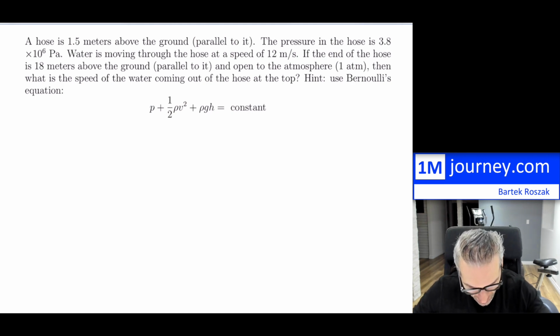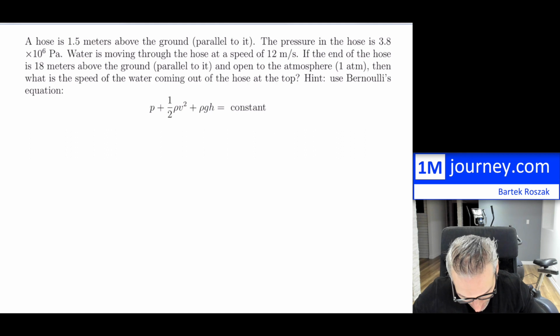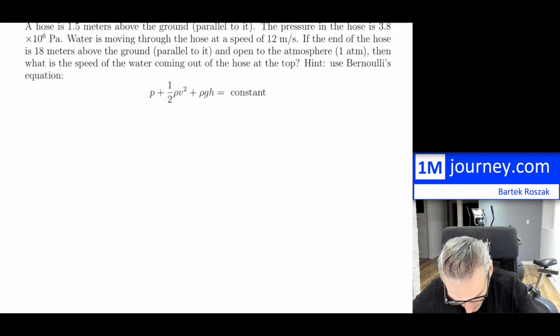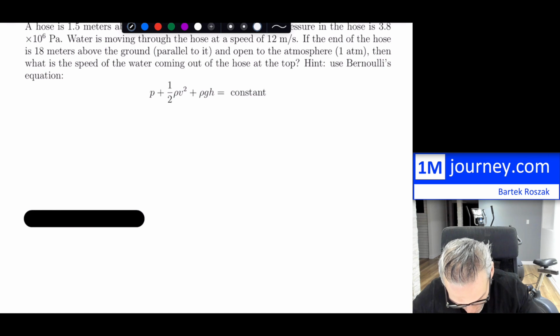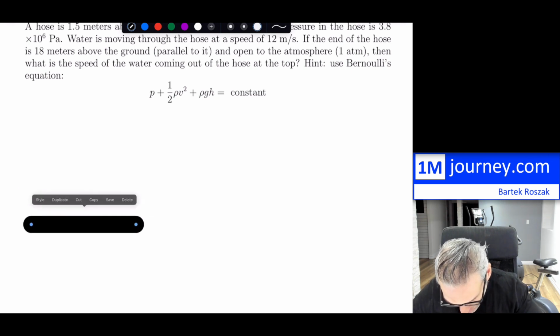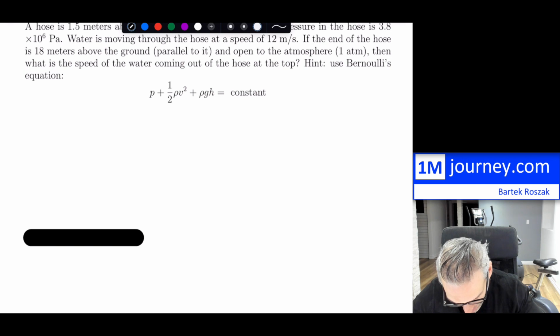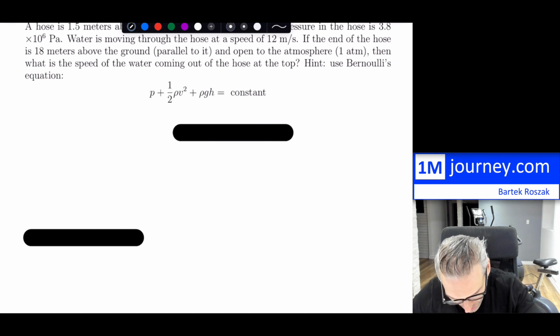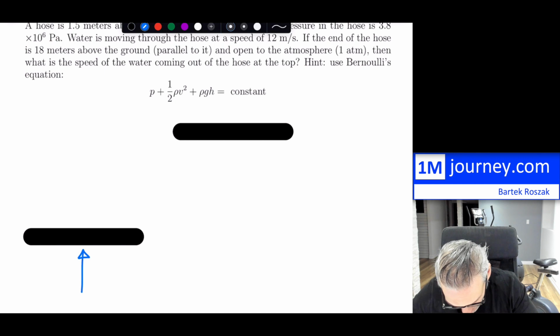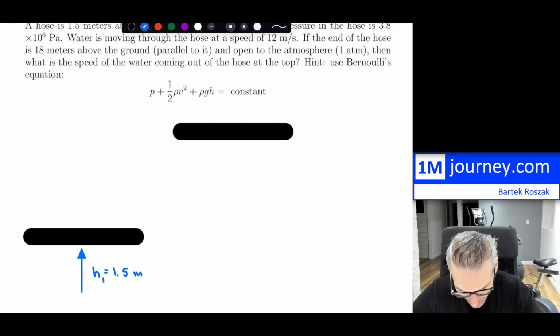All right, so let's try to break this down. What I'm going to try to do is first visualize this whole thing, so let me draw it out here. We have a hose, and it connects back and goes much higher above there. So this hose is 1.5 meters, so the height here, h1, is 1.5 meters above the ground.